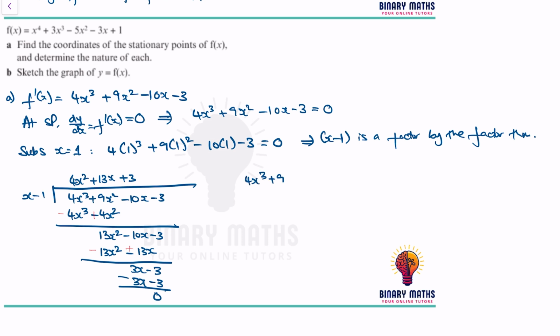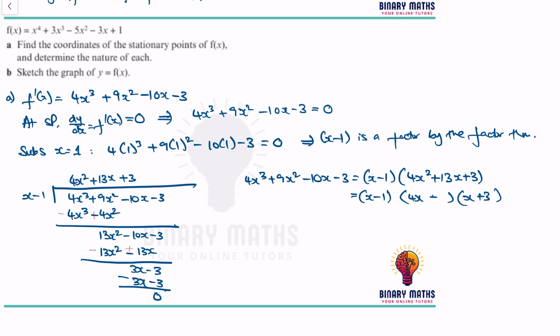4x cubed plus 9x squared minus 10x minus 3 is equal to x minus 1 times 4x squared plus 13x plus 3. And if I factorize this quadratic, then I know it's going to be 4x in one bracket, x in the other one, plus 3 here, because then I get 12x, plus 1 here, because then I get x, which gives me the 13x in the middle. Therefore, x is equal to 1 is a root, x is equal to minus a quarter and x is equal to minus 3.